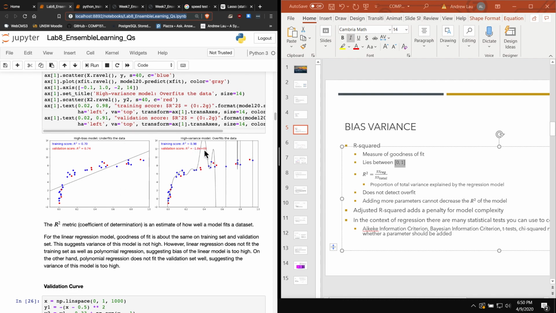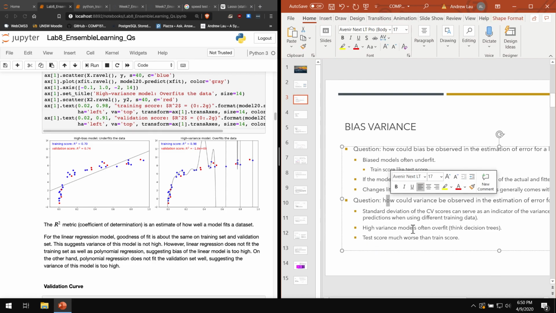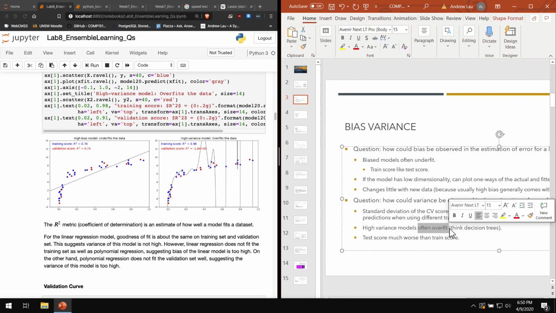Okay, so this is what we were talking about before. One of the ways to detect a high variance model, which I talked about here, is when there's overfitting happening, for example, this model here.